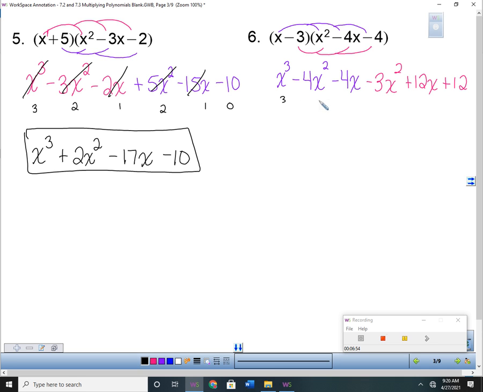So for my degrees, I have a 3, 2, 1, 2, 1, 0. So I'll start with x to the third. No matches for that. I have 2 degrees of 2, and they are like terms. So negative 4x squared and negative 3x squared make negative 7x squared. I have 2 degrees of 1, and they are like terms. So negative 4x and positive 12x give me positive 8x. And then lastly, we have our plus 12 at the back.